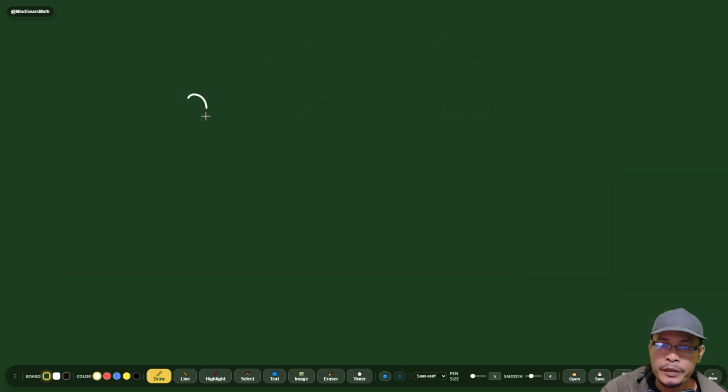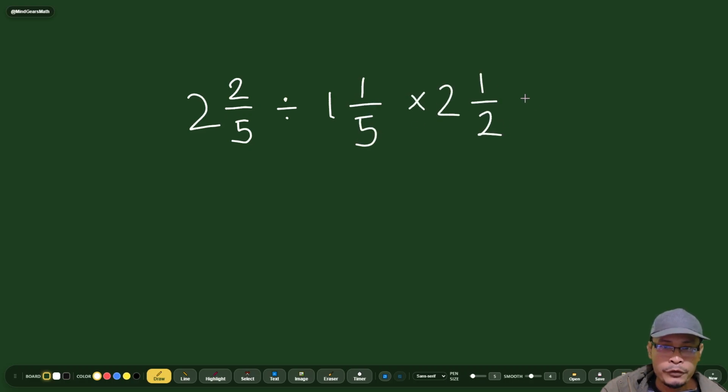Now your turn. On the screen, 2 and 2/5 divided by 1 and 1/5 multiplied by 2.5. Same trap, different numbers.